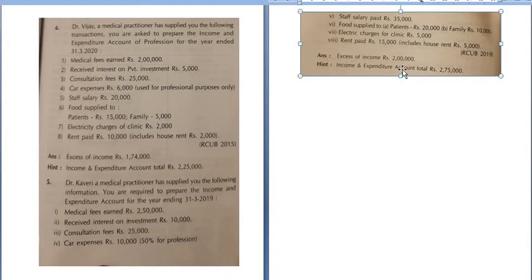The answer will be given here, just go through it. A fees account is not necessary, but even so if you want to prepare it, you can, because in this case there are no outstanding fees. You can directly prepare the income and expenditure account. On the income side you can take medical fees 2 lakh and consultation fees 25,000, and the remaining will all be expenses. According to this problem, medical fees earned 2 lakh 50 is income, received interest is also income, consultation fees also income. From that you have to deduct car expenses, salary, patient food, electricity charges and rent relating to the clinic. Then you will get the answer of 2 lakh, just go through that. Okay, and again one more problem.